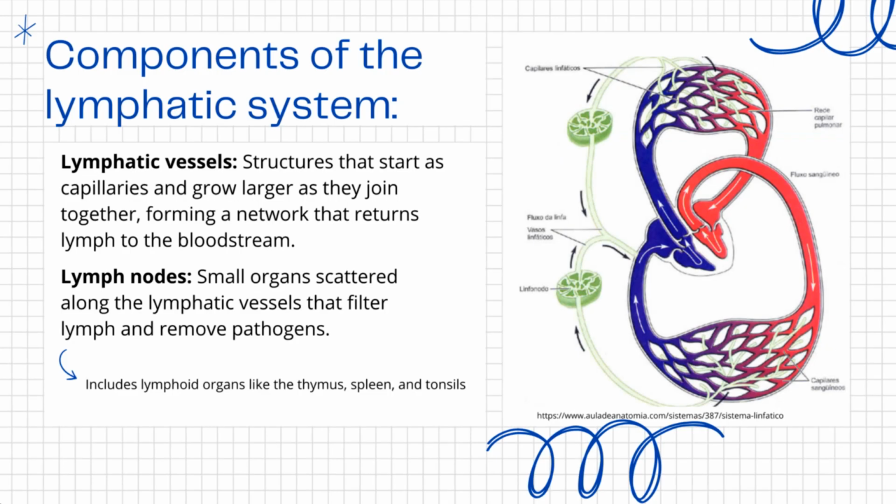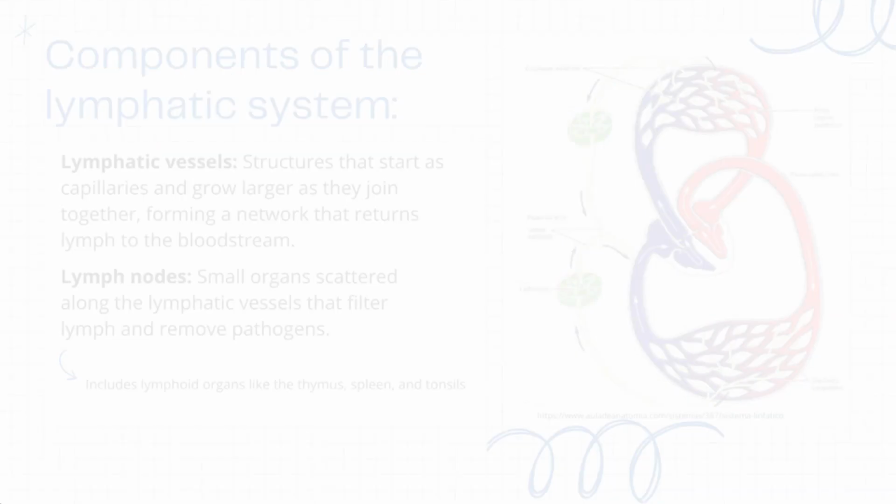It is made up of lymphatic vessels. These are structures that start as capillaries and become larger as they join together, forming a network that returns lymph to the bloodstream. Lymph nodes, small organs scattered along the lymphatic vessels that filter the lymph and remove pathogens. In addition to lymphoid organs such as the thymus, spleen, and tonsils.